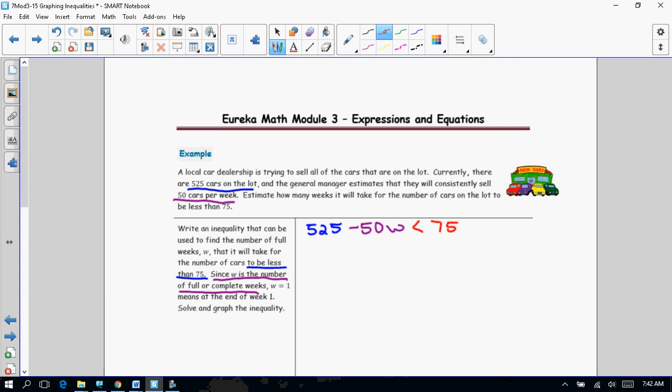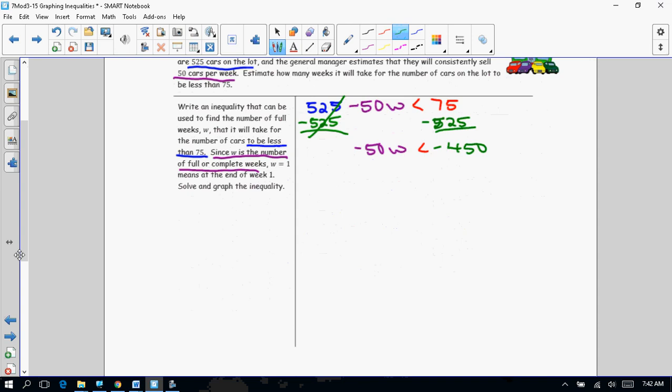All right, well, I solve this like I would if this was a simple equation. So I'm going to subtract 525 from both sides. And some of you are going to panic and say, Mrs. Hoekstra, we're going to get a negative answer. That's okay, because I also have a negative 50W. All right, so we're okay. And so 75 minus 525 gives me negative 450. Okay, so now I have negative 450, and I'm going to divide both sides by the negative 50.